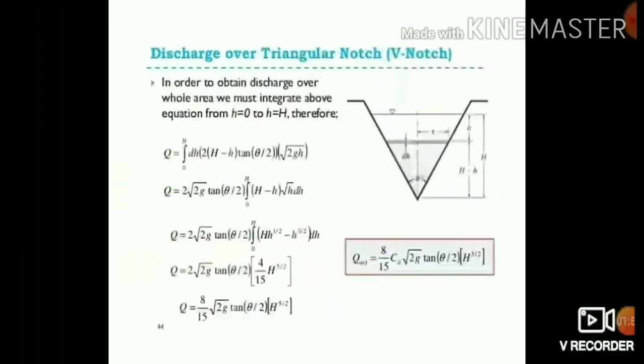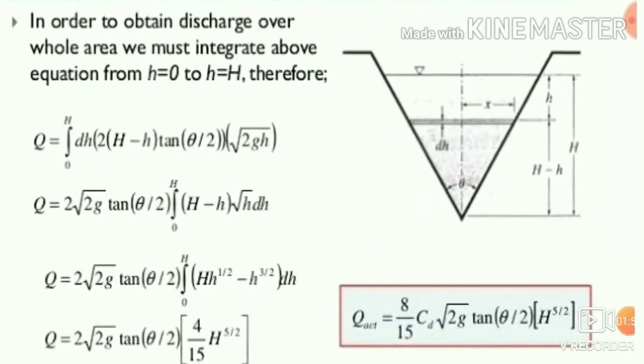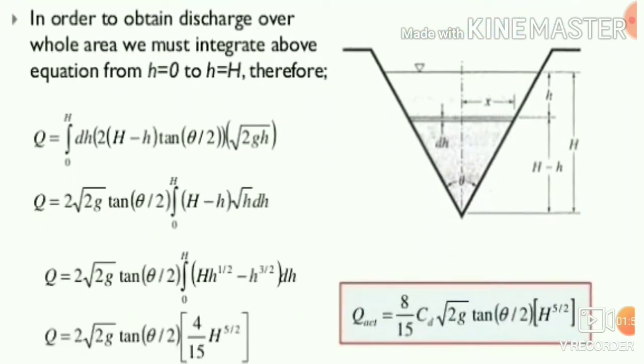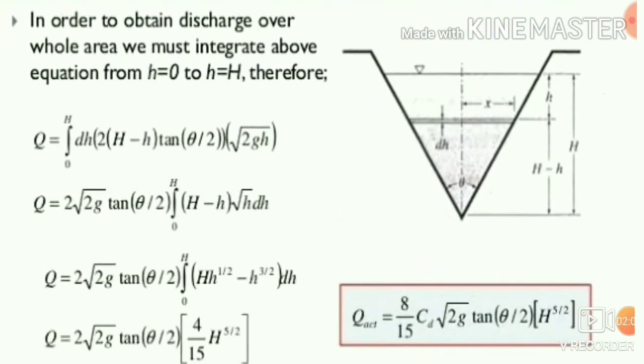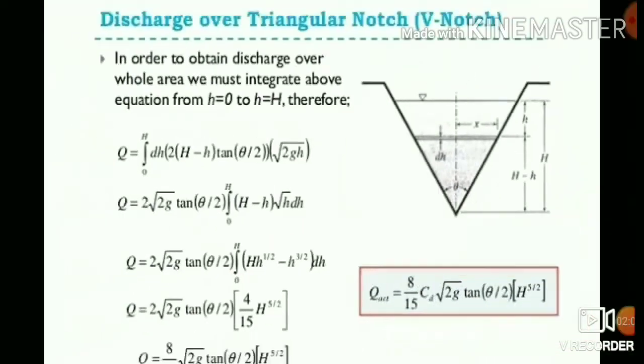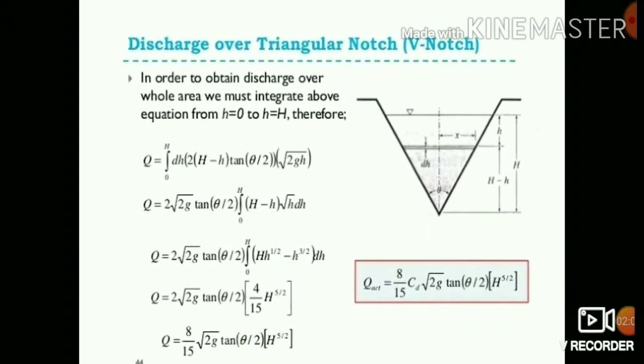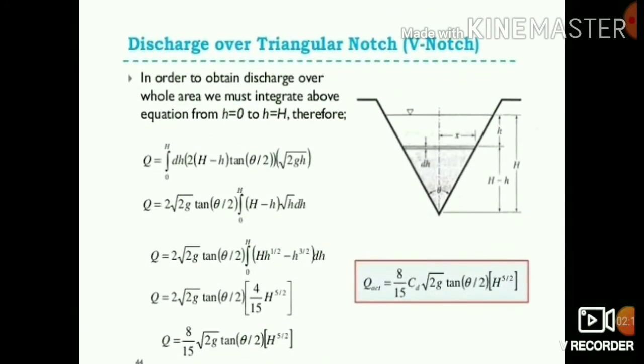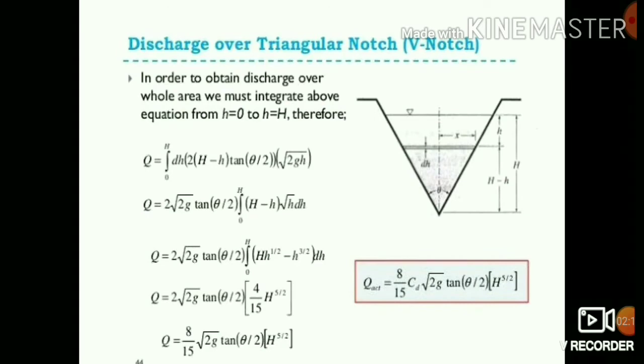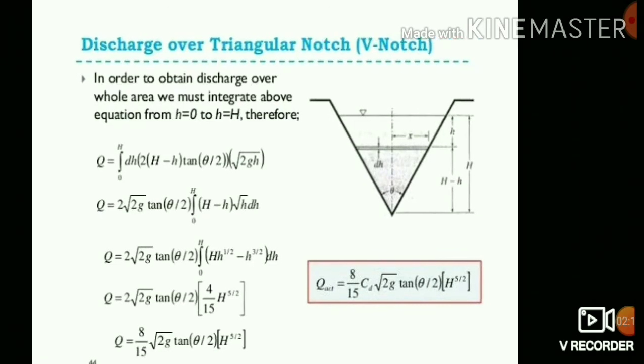And friends, one thing you should be careful about here is the theta value we are considering in the triangular notch, that is theta by 2. Theta is the whole angle. Suppose the question says a 90-degree triangular notch, then we consider the theta by 2 value, meaning 90 by 2 is equal to 45 degree. So tan 45 is equal to 1.